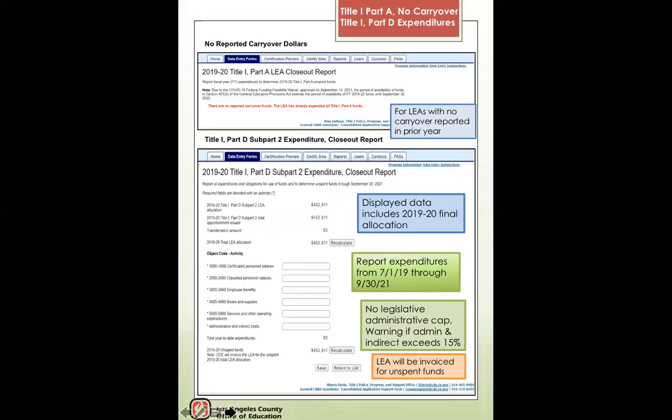Okay. The bottom of the page is your 1920 expenditures for Title I Part D. Most of you can ignore this. These are mostly county office programs, but for you county office or LAUSD folks out there, the expenditures are reported for the full period of the grant. Again, they're going to use that reasonableness standard at 15%. It's not an error message. It's a warning if you exceed 15%. And the LEA is going to be invoiced for these funds. Apparently Title I Part D did not come under the waiver extension of the timeline. Sorry, Part D folks.